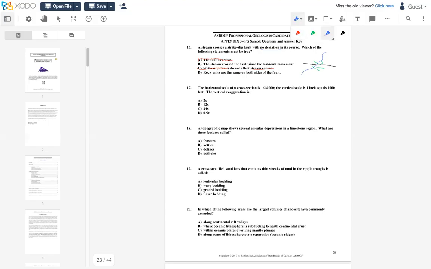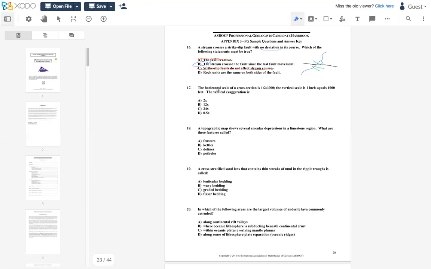The stream crossed the fault since the last movement? Absolutely. And we can be confident it's B. Rock units on the same side? No.